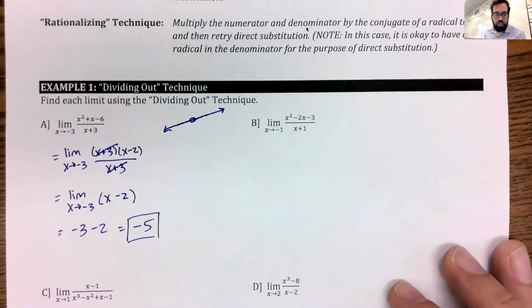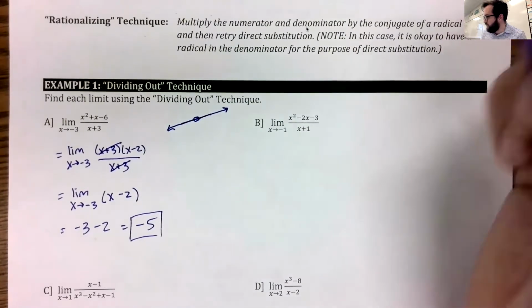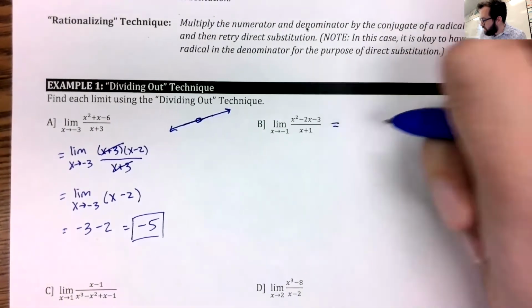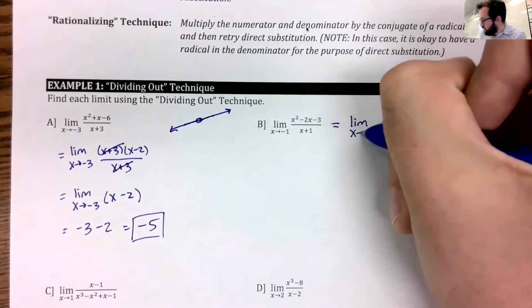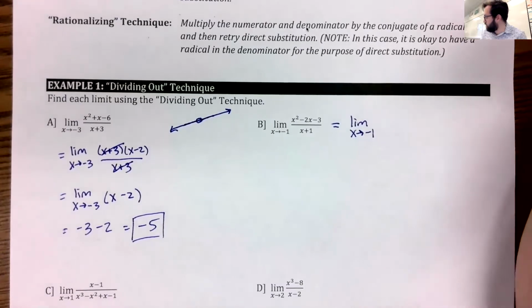All right, so that's what we're going to do for letters B, C, and D. So let's try letter B. If we try to factor this one, well, first, if we just try plugging in -1, we're going to get 0/0. So we're going to have to factor.